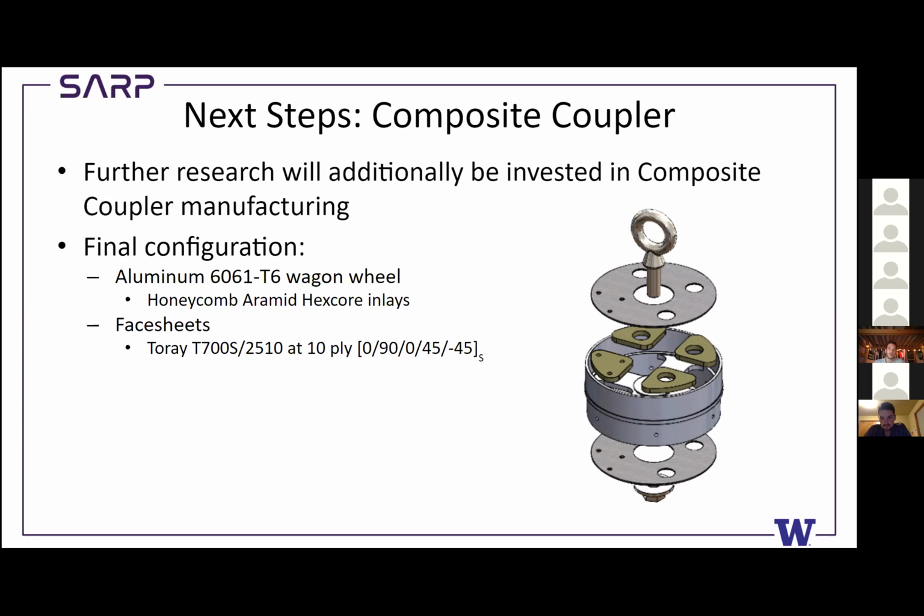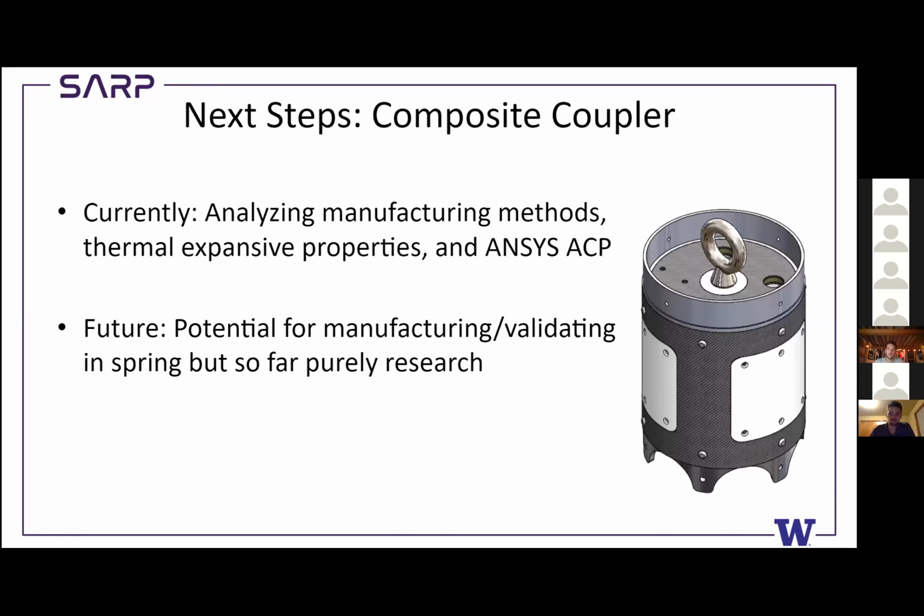So you can see here how everything's going to stack up together, including the eye bolt that's going to go through the middle. And we have our ply pattern down. We're planning on doing a 10 ply cure for the two carbon fiber sheets, the one on the top and the bottom, at 0, 90, 0, 45, negative 45, and then symmetrically flipping that. You can go to next slide, please.